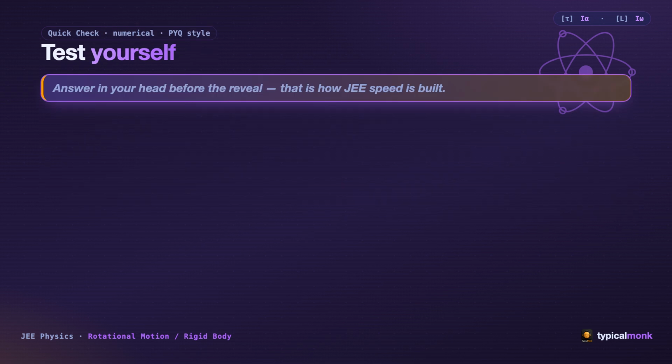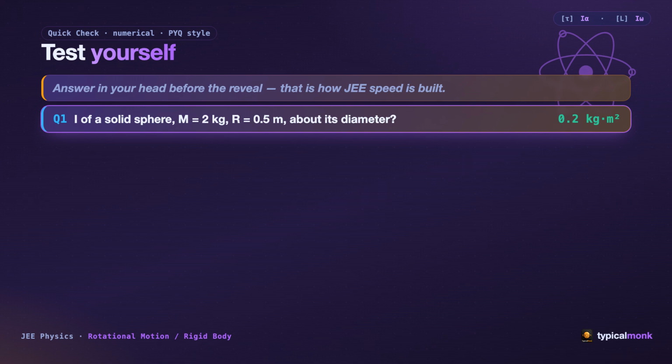Time to test yourself, rapid fire, and every answer today is a number. Here is the rule. I ask, you answer in your head before the reveal. No pen, no paper, just what you built today. Question 1. A solid sphere of mass 2 kilograms and radius 0.5 meters. Its moment of inertia about its diameter, 2/5 mr squared, which is 0.2 kilogram meter squared.